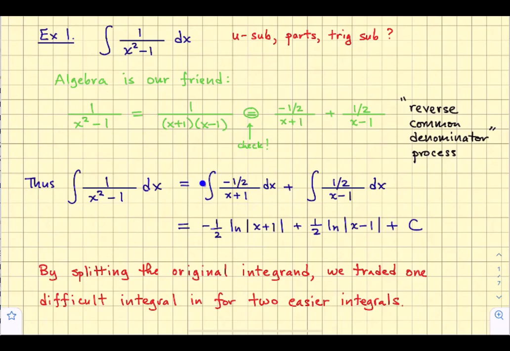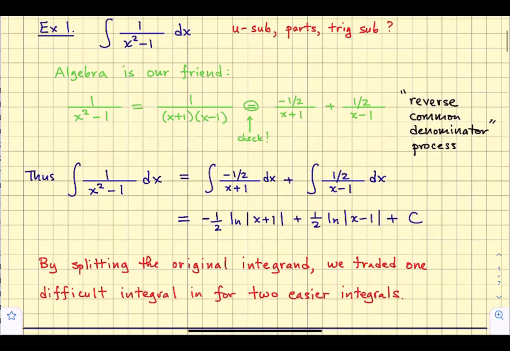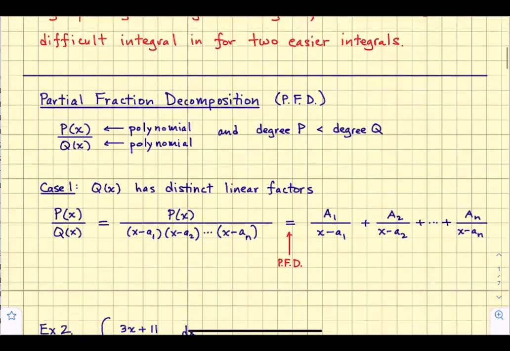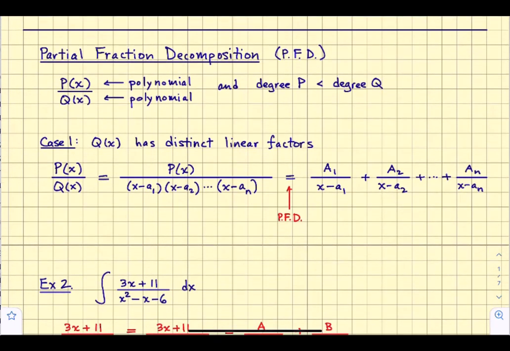We factor out the minus 1/2, we make the little u substitution, u equals x plus 1, and we antidifferentiate to get a minus 1/2 ln of absolute x plus 1. Similarly, over here, we can factor out the 1/2. We use a little u substitution, u equals x minus 1. We antidifferentiate. We get 1/2 ln of absolute x minus 1 plus a constant. The idea here, again, was that by splitting the original integrand, we traded one difficult integral in for two easier integrals. Okay, so the general idea of this is called a partial fraction decomposition, or a PFD for short.